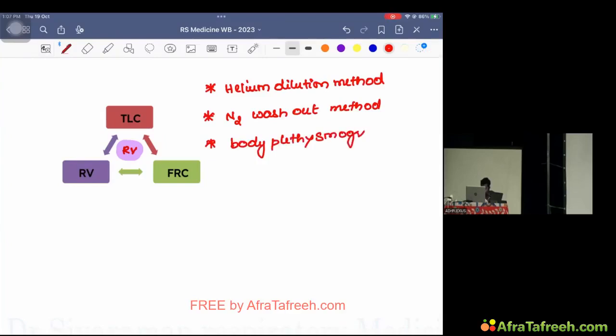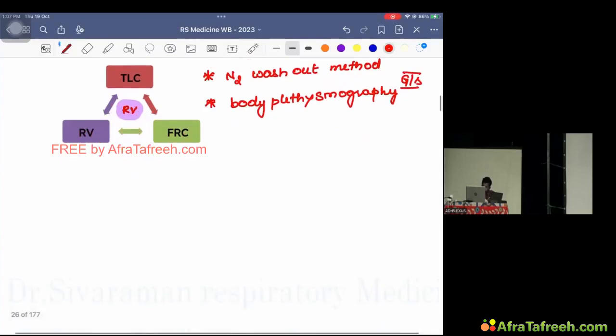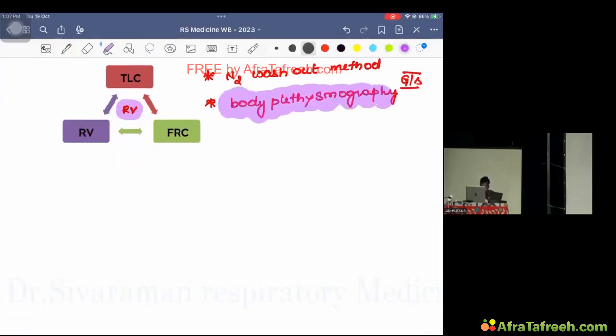Out of this, which is the best method to measure lung volumes? Body plethysmography. Very, very important one. This is one way where you can assess the lung volumes.